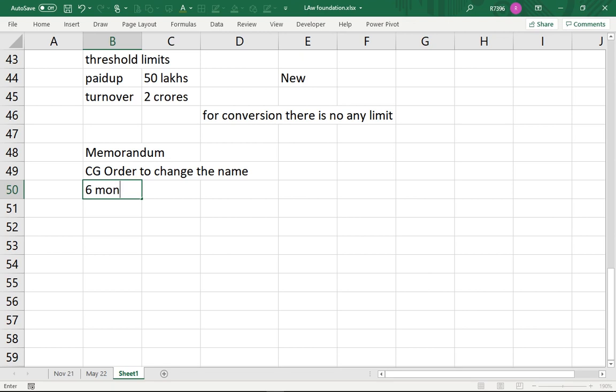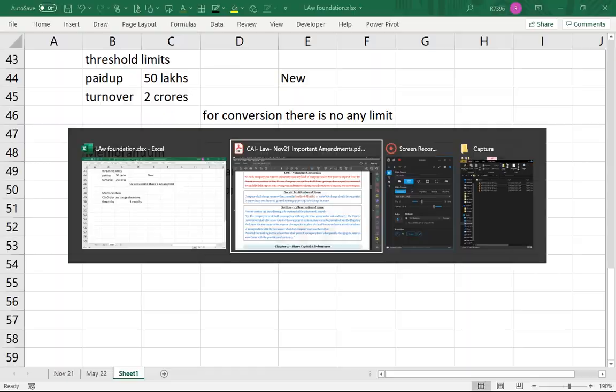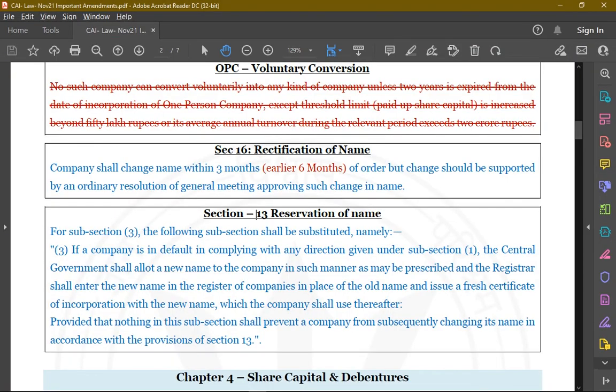Earlier there was 6 months, but now my dear students, this limit has been changed from 6 months to 3 months. Now the new limit over here is 3 months. So that is Section 16. So now the company shall change the name within 3 months of the order. When there is a central government's order, you have to pass the ordinary resolution too.